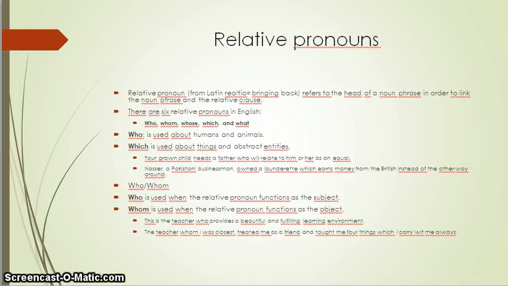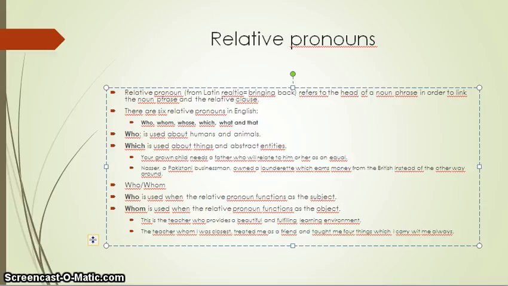Who is used about humans and animals, which is used about things and abstract entities. Who is used when the relative pronoun functions as a subject, and whom is used when the relative pronoun functions as the object. The 6th relative pronoun is, of course, that, which could be interchangeable with which.